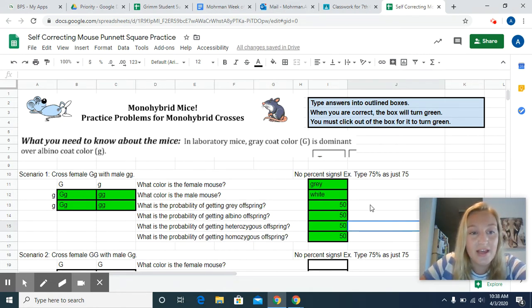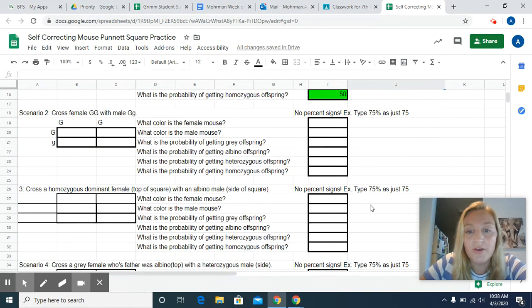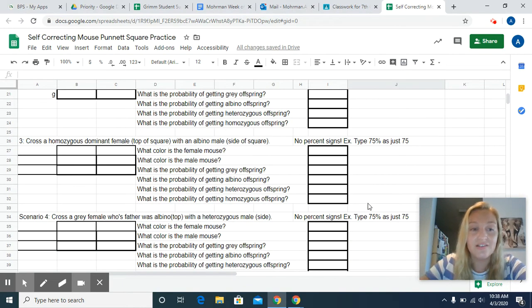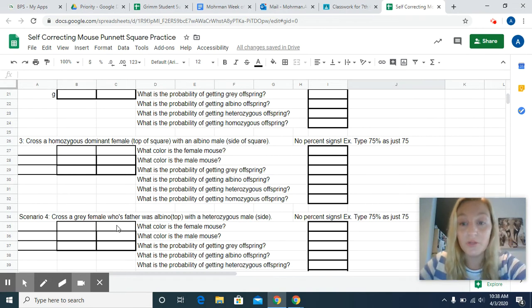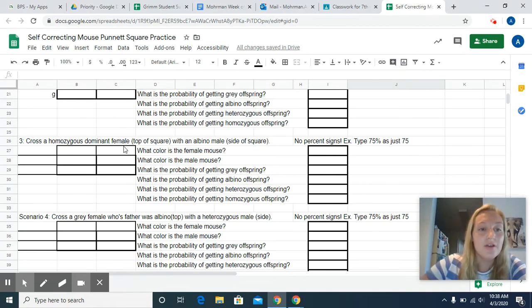Next, we're going to skip down and we're going to be going over scenario 3. So these last 2 scenarios are a little bit harder because you guys need to figure out what the genotypes of the parents are, given the hints, and you need to fill them in. So this scenario asks us to cross a homozygous dominant female, which we're going to be putting on the top of the square, with an albino male, which we're going to be putting on the side of the square.